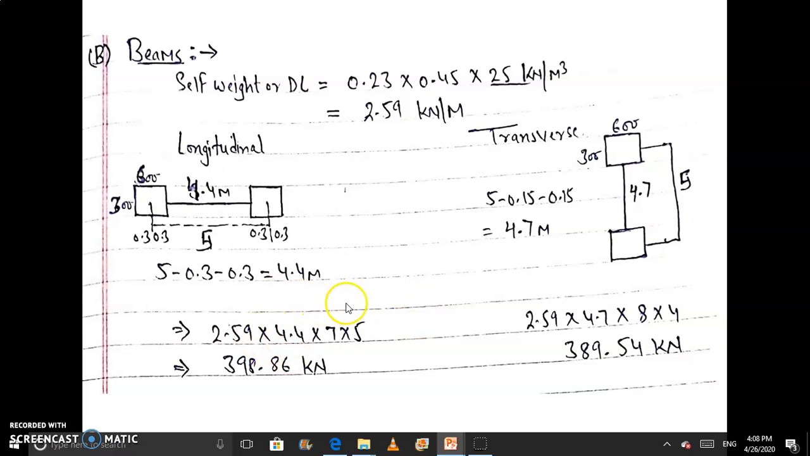Means we find here dead load of beam in longitudinal direction, in transverse direction. Here we multiply this 7 into 5. This is the beam numbers. How many beams in longitudinal direction and transverse direction. So this is for a longitudinal direction and this one is for the transverse direction.